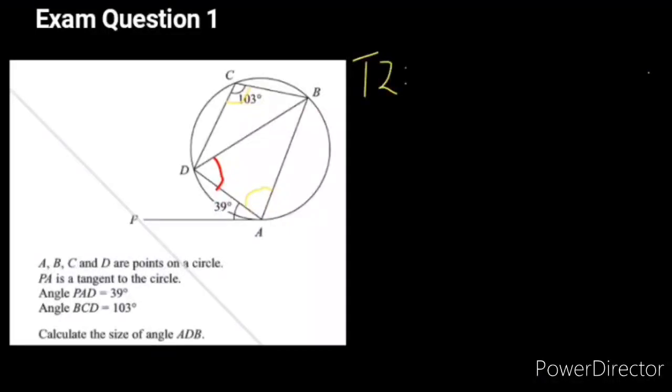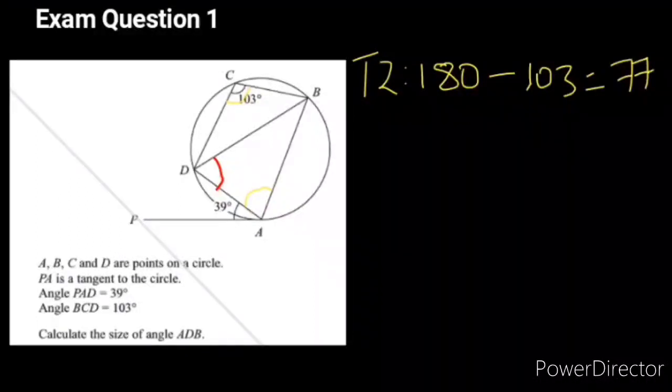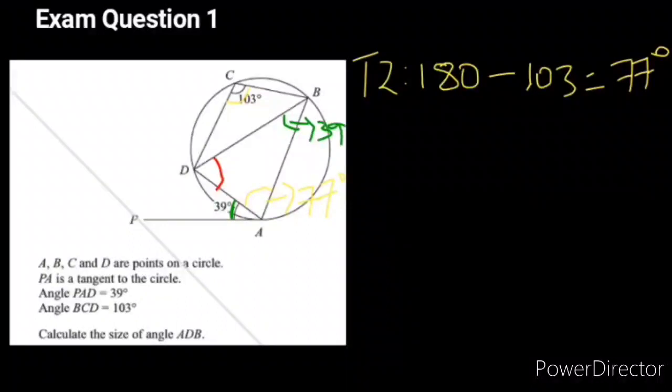So 180 degrees minus 103 should equal our angle at A, which is 77 degrees. So we're going to just write that in. So angle A is equal to 77 degrees. We found one angle. We're now looking again, and we know according to theorem 6, the alternate segment theorem, the angle at A between the chord and the tangent must equal the angle at B, which is 39 degrees.